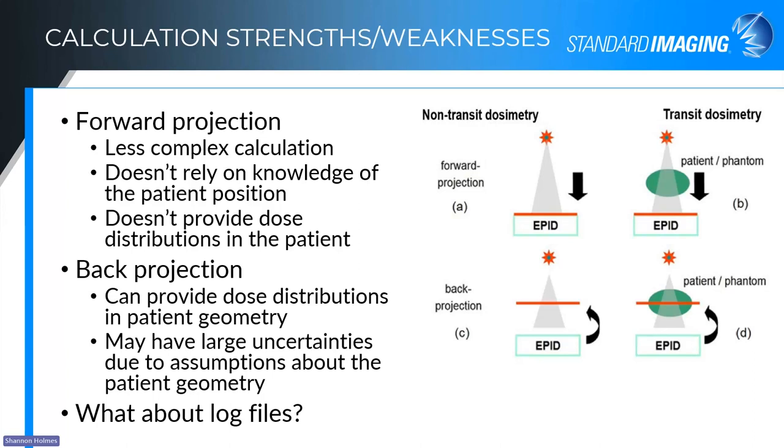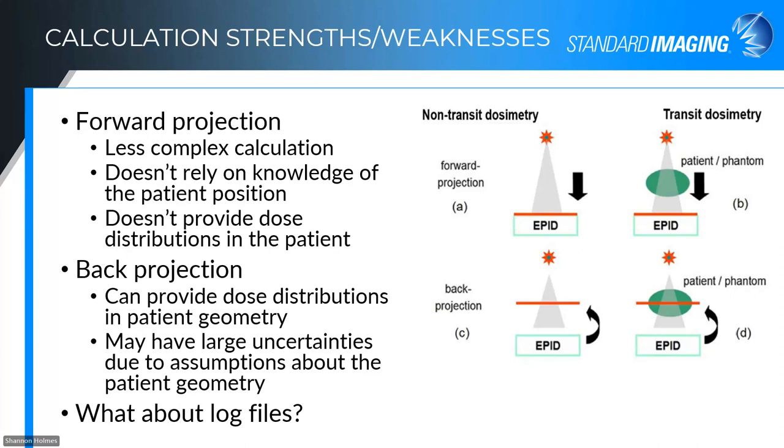So it could be just an assumption that the patient geometry is the same as what was planned, and you're calculating the dose back into the planning CT, but that potentially misses a little bit: if the patient was in a different place, that may not be where the dose went, or that may not be what the scatter conditions were. Vicky, I know some of the systems out there do use log files in order to calculate the dose in the patient. Do you want to explain a little bit about that?